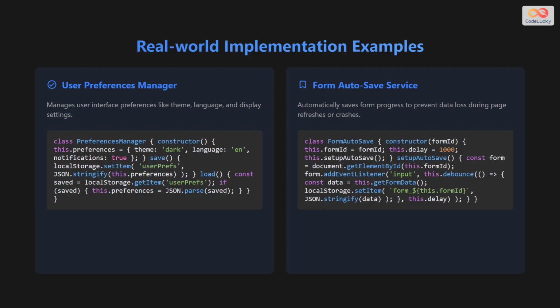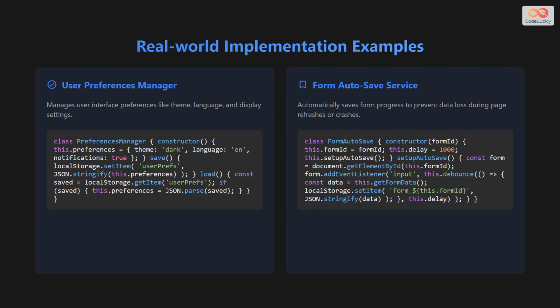Local storage can be used in various scenarios to provide enhanced user experience. One common use case is user preferences management. In this, the user interface preferences like theme, language, notification settings are saved in the local storage. These preferences can be loaded whenever the user returns to the website.